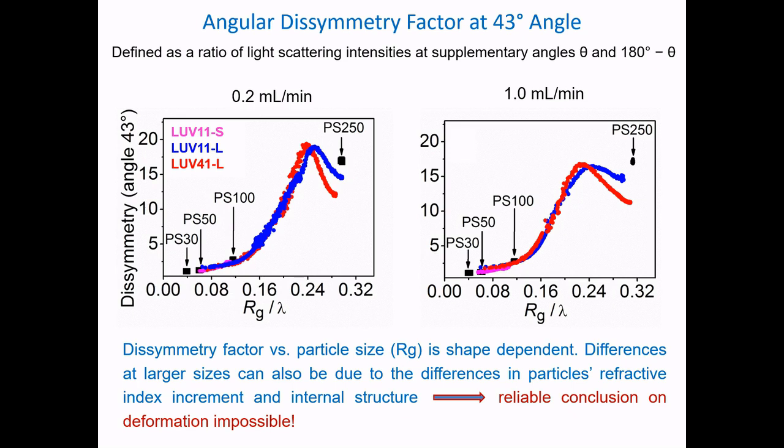Such a shape of the curve is ascribed to the fact that vesicles before the maximum scatter light according to Rayleigh-Debye theory, while the vesicles above the maximum scatter light according to Mie theory. Some differences in the symmetry factors were observed for the largest polystyrene latex standard and the vesicles of comparable size. However, such differences could also be due to their different internal structure and chemical composition.